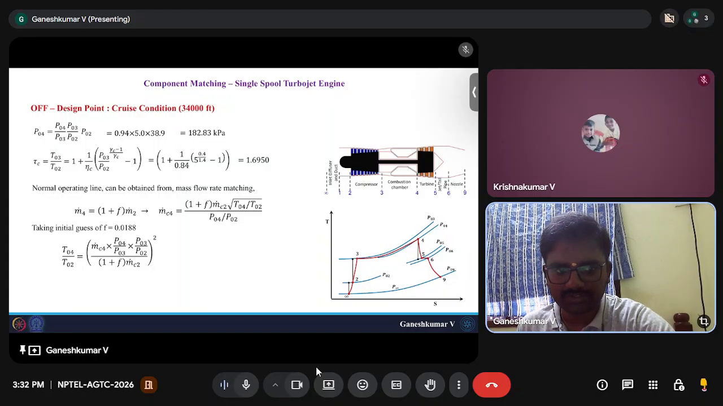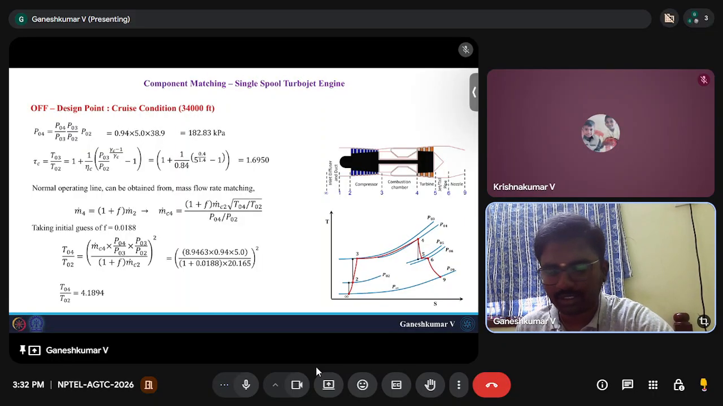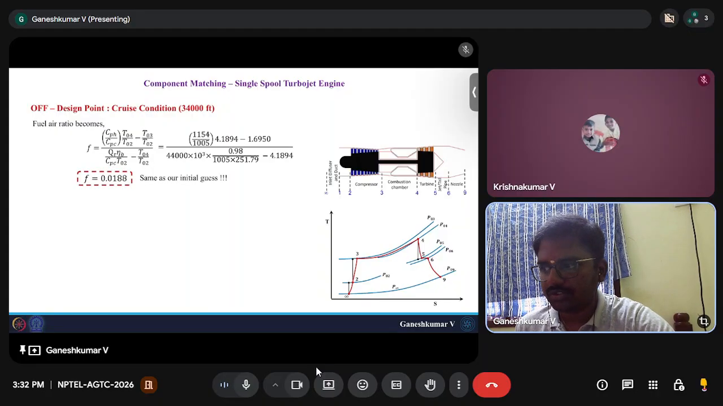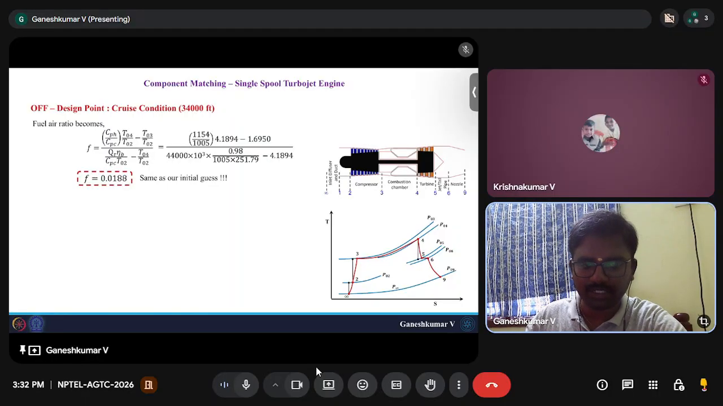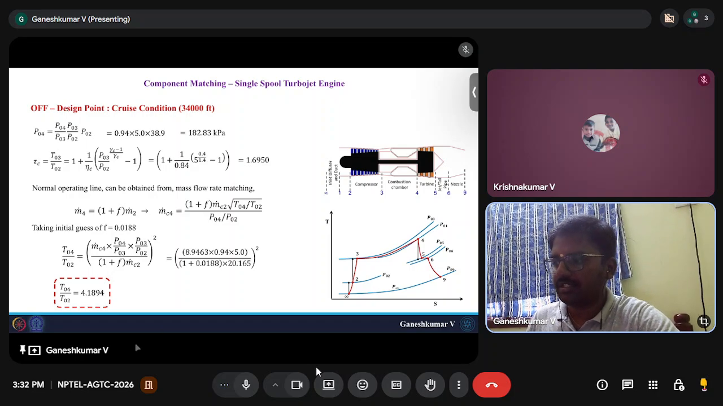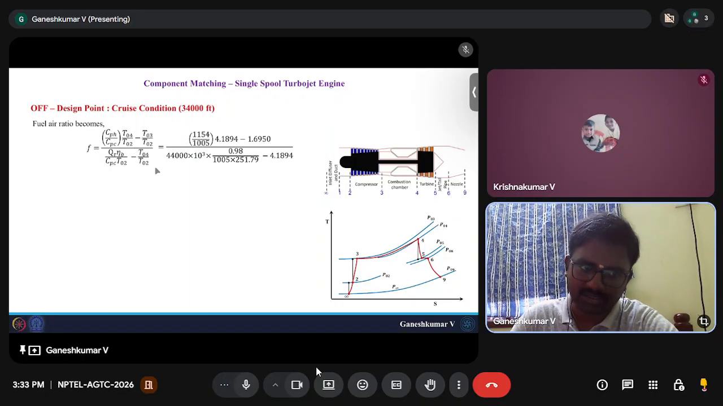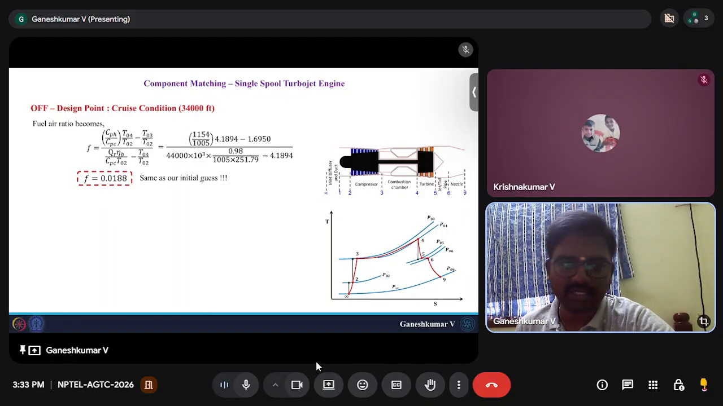You substitute it in the T04 by T02, which is the throttle setting, and that will give you around 4.1894. And the fuel to air ratio, once you know the throttle setting, you will end up having 0.0188. So that's why I chose the initial guess as 0.0188. If you start with 0, you will have a different F here. Once you have a different F, you go back and substitute in the T04 by T02 expression, which is basically the mass flow rate matching. Again, once you find T04 by T02, you substitute in the fuel to air ratio to check whether that is matching. That will give you 0.0188 as your guess value, same as our initial guess, so we are good.